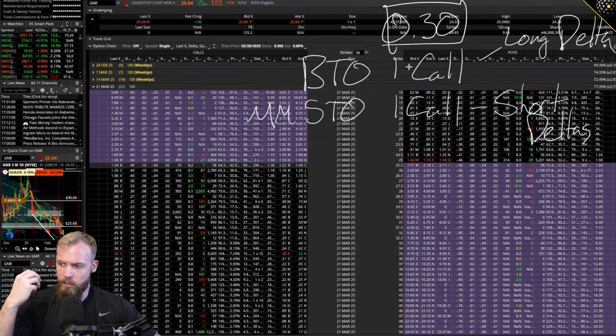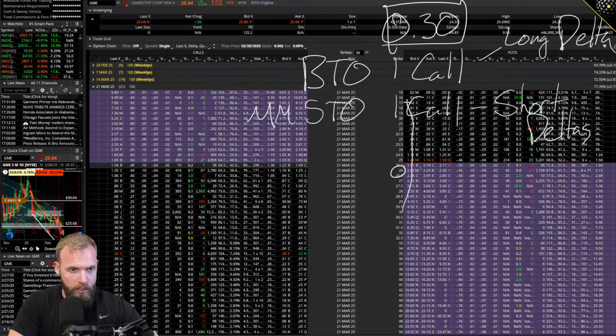Here's the reality. They don't have to hedge with shares. There's no imperative for them to hedge with shares. What if this one call gets added because they don't just market make for this one strike? They market make for all of this.